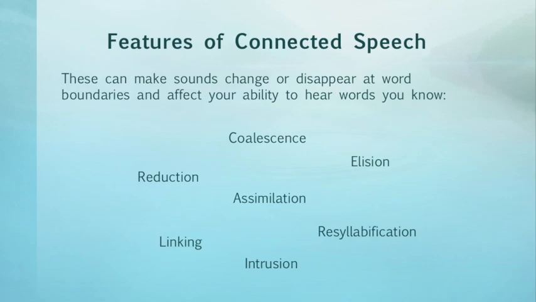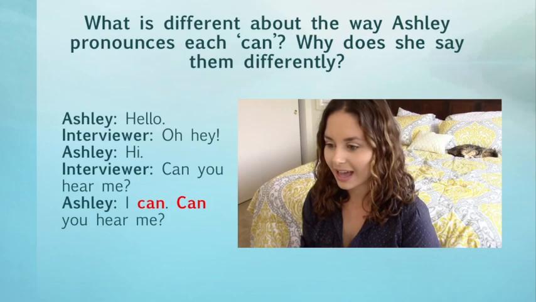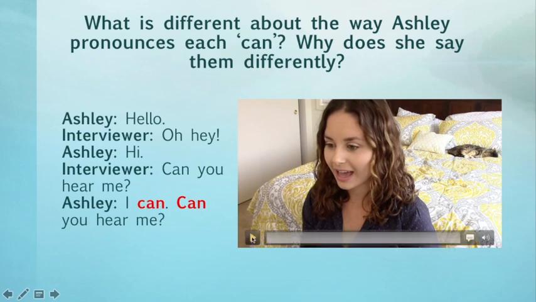Ready? Here we go. This is Ashley Adkins. She recorded herself interviewing for a nursing job. This is the beginning of the video call. What is different about the way Ashley pronounces each can right here in red? And why does she say them differently?